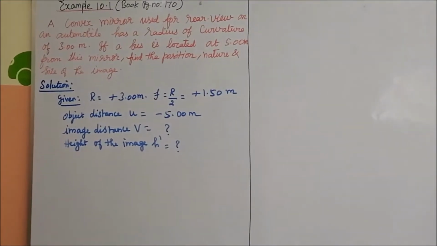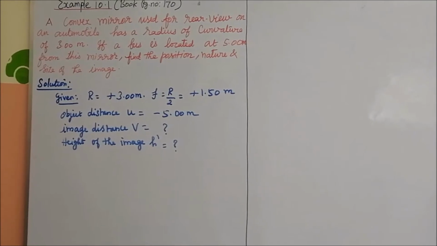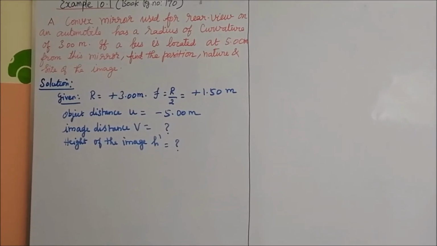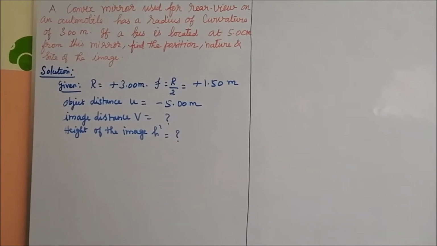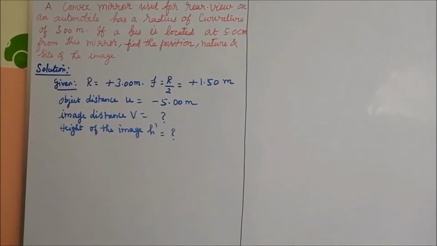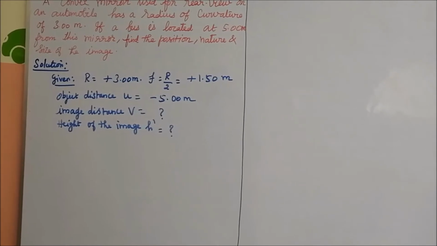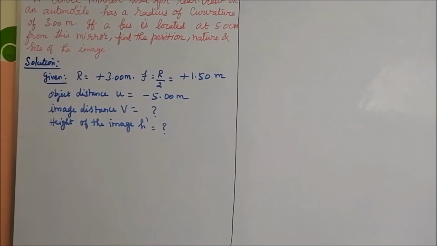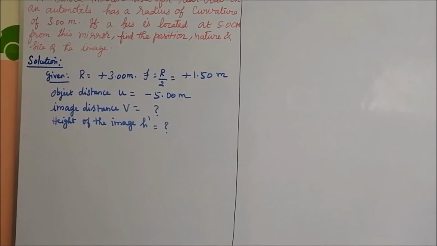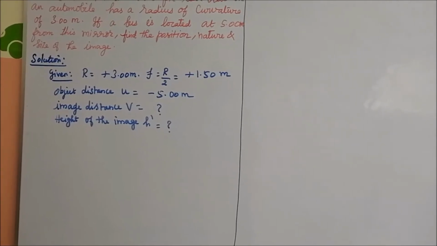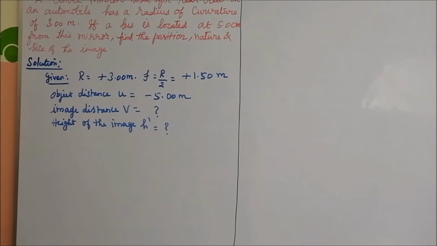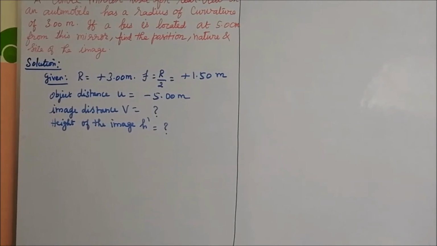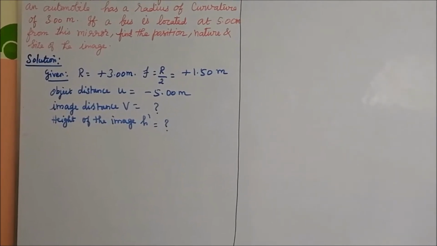In the case of the lens, the radius of curvature is on the right side of the mirror, so we have taken this value as positive. The object distance u is equal to minus 5 meter, because the object should always be on the left side of the mirror, so we are taking this value as negative. The image distance we don't know.